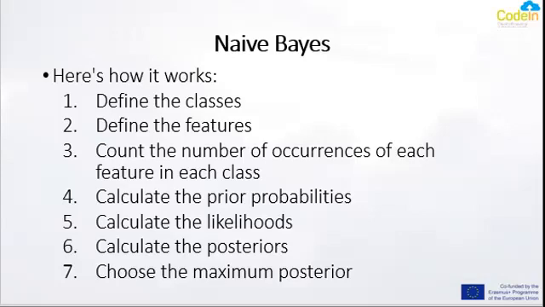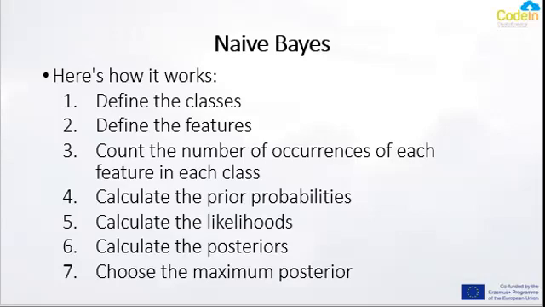Calculate the likelihoods. The likelihoods are calculated based on the number of occurrences of each feature in each class. For example, the likelihood of red given apple is the number of red apples divided by the total number of apples in the dataset. Calculate the posteriors. The posteriors are calculated by multiplying the prior probabilities and the likelihoods. For example, the posterior of apple given red is the product of the prior probability of apple and the likelihood of red given apple.